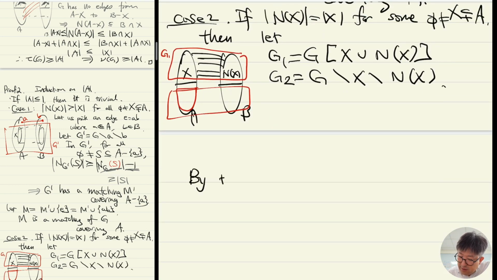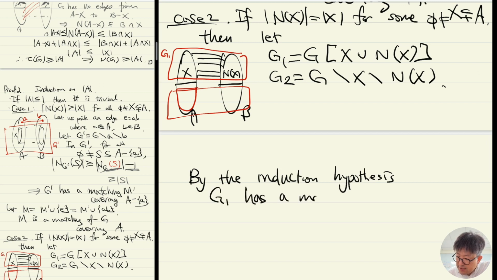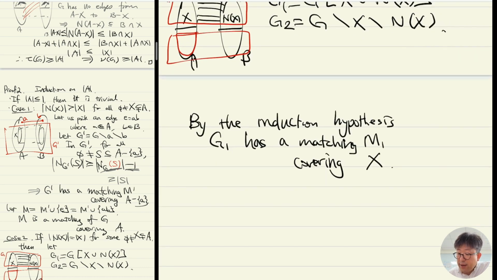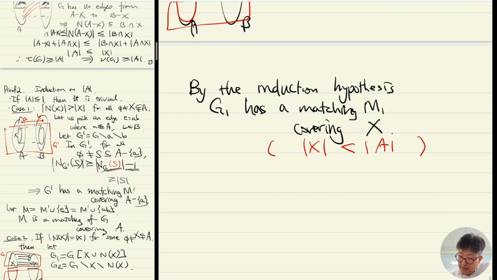So by the induction hypothesis, G1 has a matching M1 covering X. Why can I apply induction? The thing is that the size of X is strictly smaller than A, so we can apply the induction hypothesis. Remember, the induction parameter was the size of A.